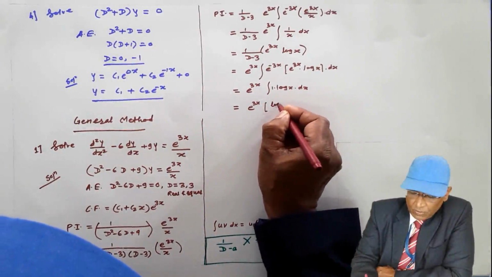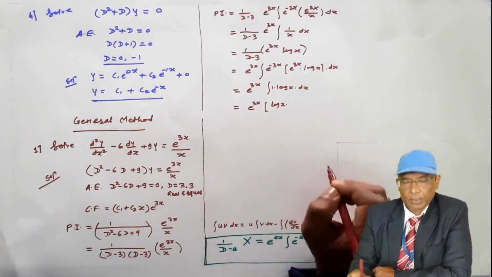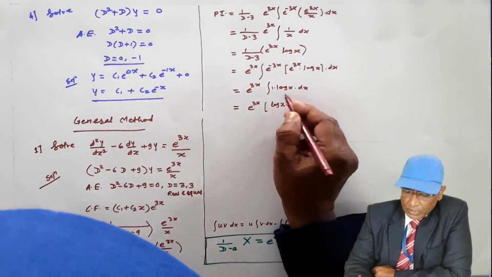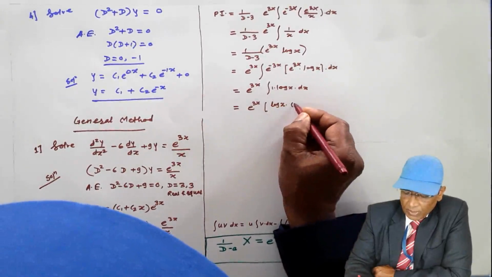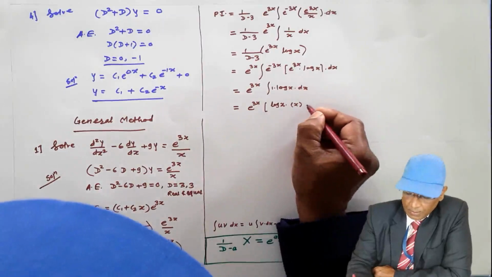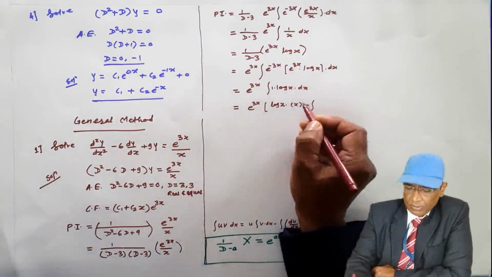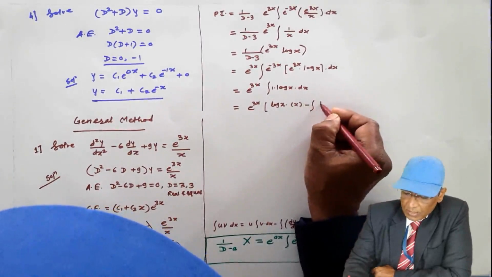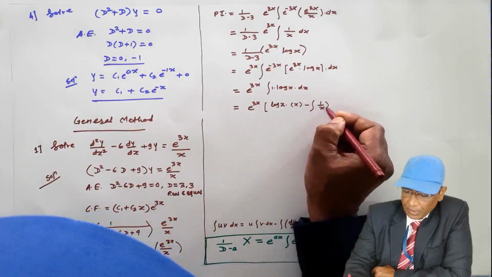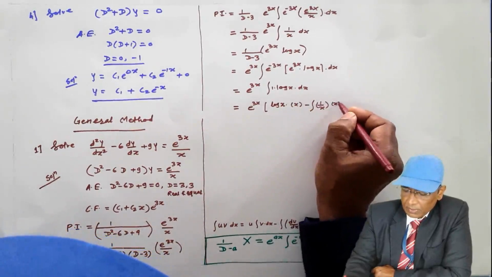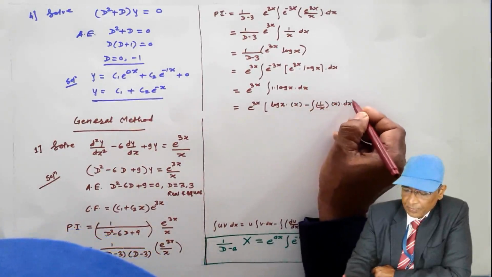First function, log x is the first function, because of the LIAT rule, first function into integral of 1. Integral of 1 is x. Integration of 1 with respect to x is x, minus integral of derivative of first function, derivative of log x is 1 by x. And integral of 1 is x here.